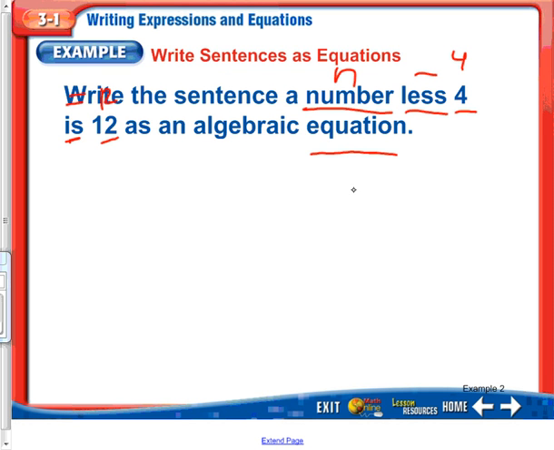Now, unlike the last problem, we don't have less than. It's just the word less. So we can actually keep everything right in order. So n minus 4 equals, or is, 12. And that would be your algebraic equation to represent this sentence.